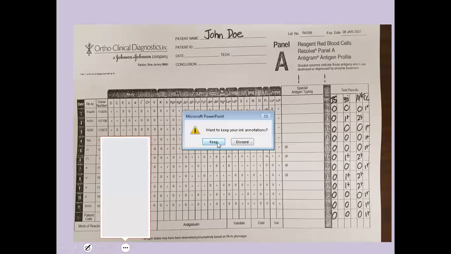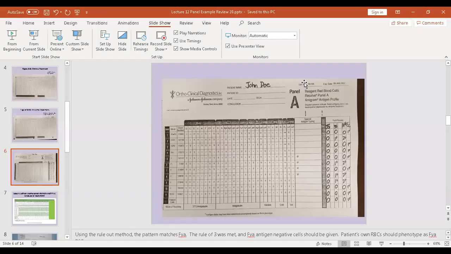Okay, I'm going to discard my annotation. When you open up the PowerPoint in Canvas, there are all my notes, but I don't want you to see those notes. So anyway, you would need to get into slideshow just like I do. So click on slideshow from your current slide.